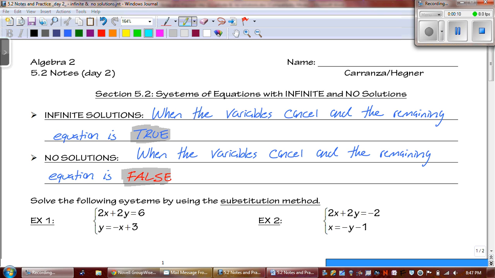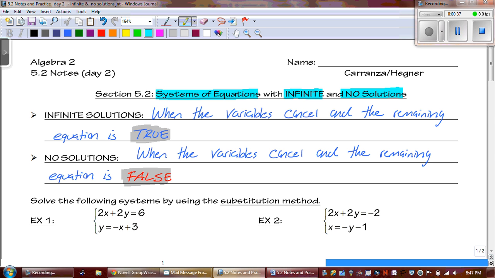Today we're going to be continuing our discussion on systems of equations. However, today our focus is on infinite and no solutions. You have seen graphs of systems of equations where there are no solutions, those are parallel lines, or infinite solutions when the lines are on top of each other. Now we're going to see what that looks like when we're using the substitution method for solving.